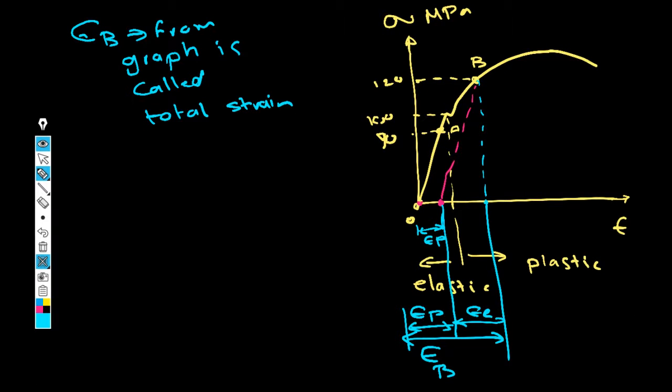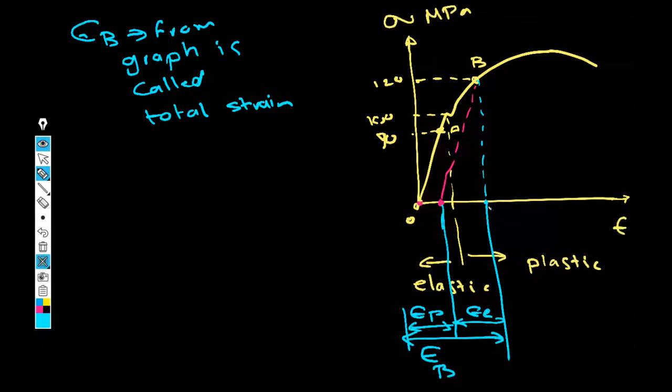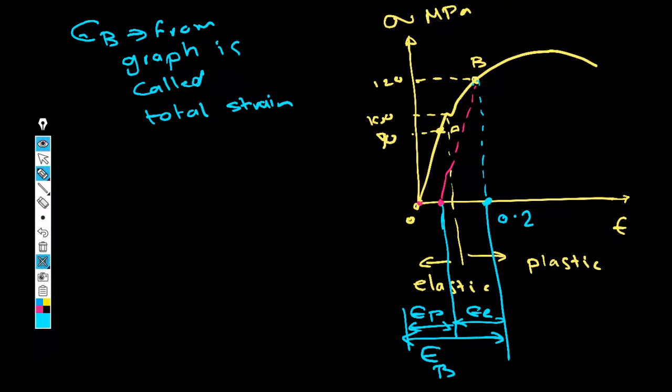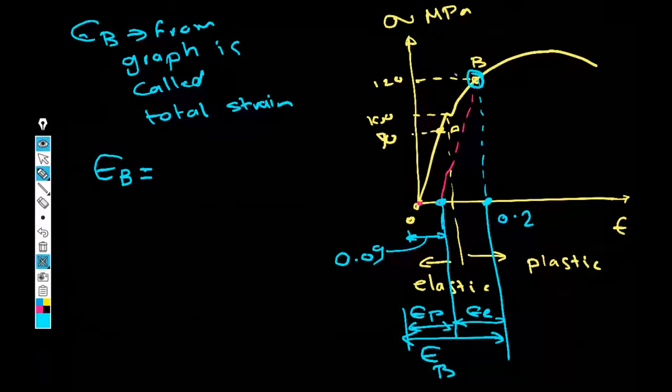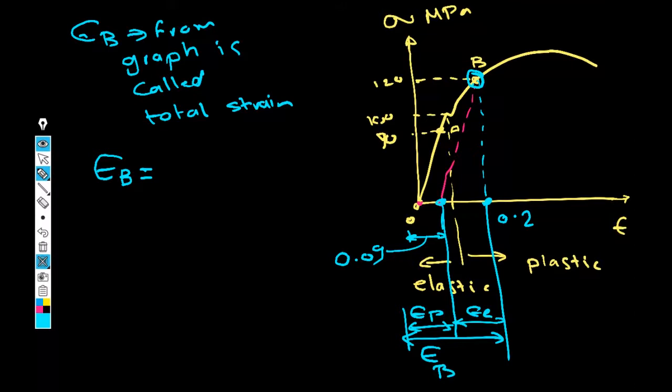Do you understand? I will give you an example. Let us say this strain, when you get it from the graph, is 0.2. And this strain, the elastic part, the small part here, let us say is 0.09. So the total strain from the graph, can someone work it out for me? What is the value at point B? What is the total strain? Go to the x-axis. What is the value?